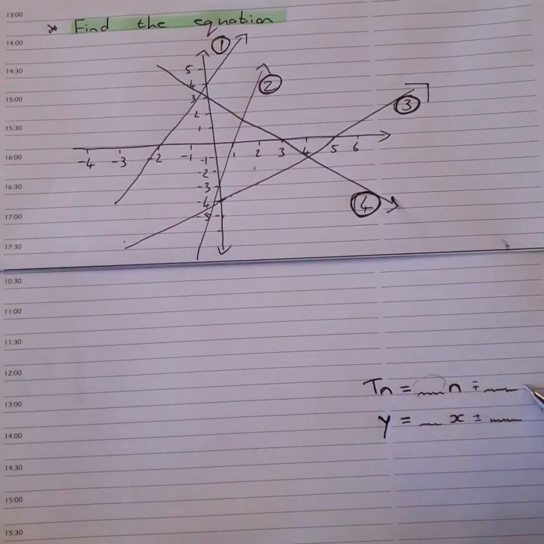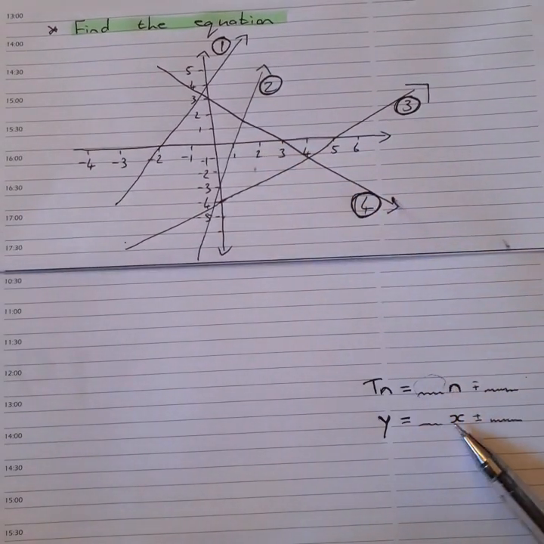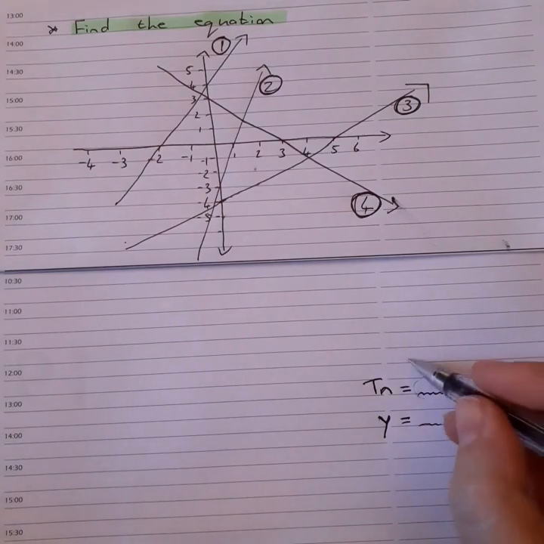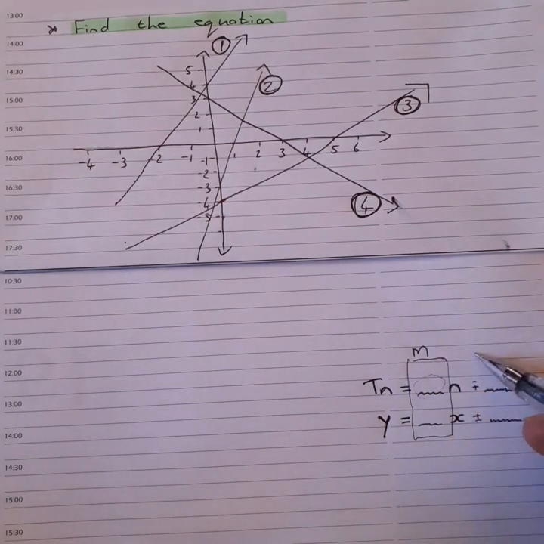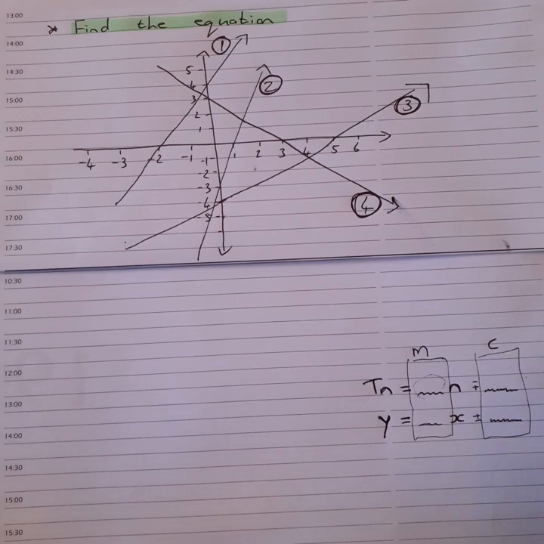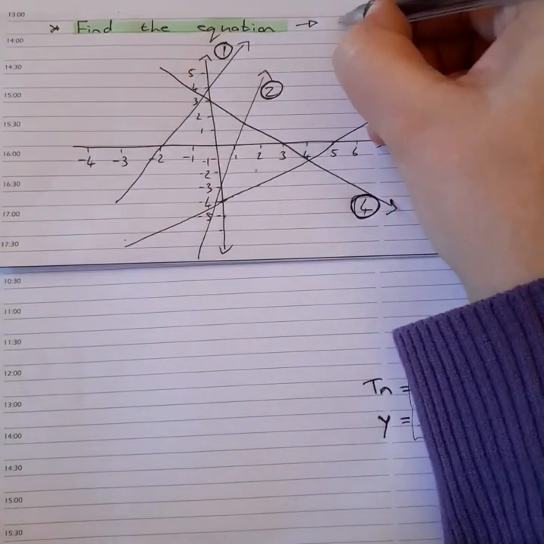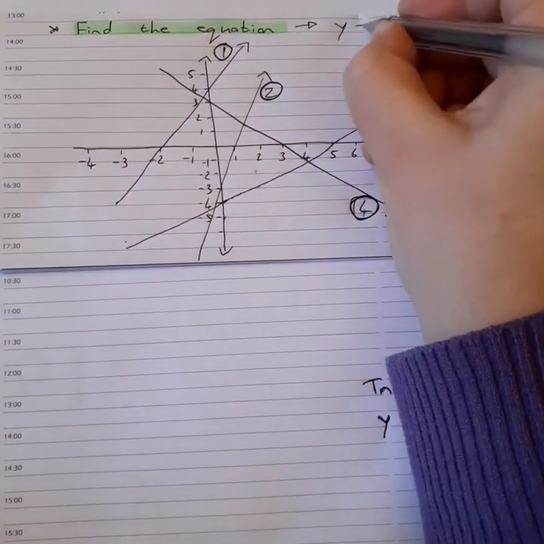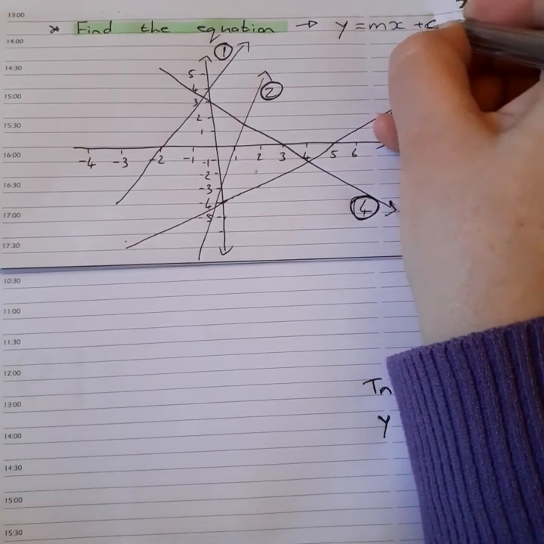When we did the patterns, this is what it looked like. So now when we find the equation of this, it's going to look exactly the same. But this number that stands here, I'm going to call m. And this number that stands here, I'm going to call c. Okay, so the equation of a straight line is y equals mx plus c.